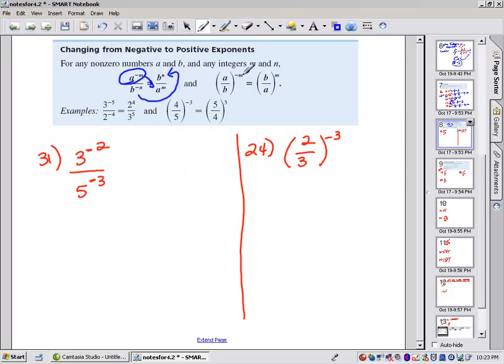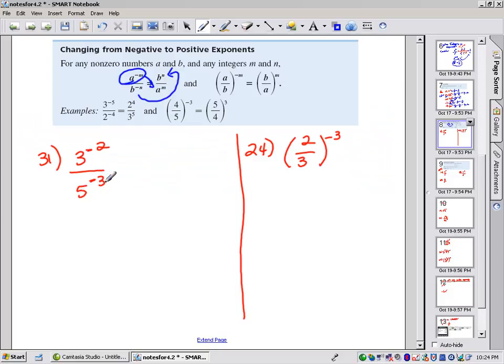A over b to the negative m is what I was talking about before. If you take the reciprocal of the base, and you raise it to the positive power, that's what it means to be raised to a negative exponent. So the reciprocal of a over b is b over a, and we can change the power to a positive since we did the reciprocal.